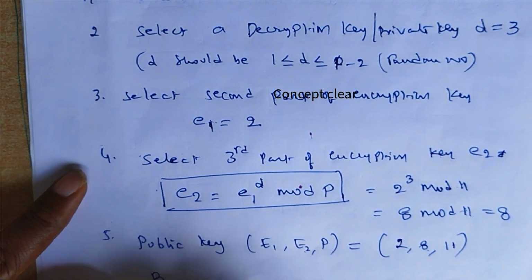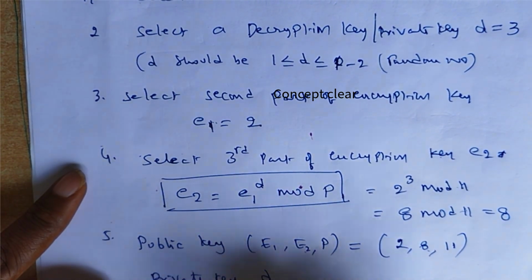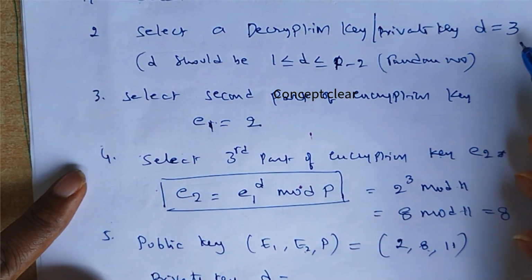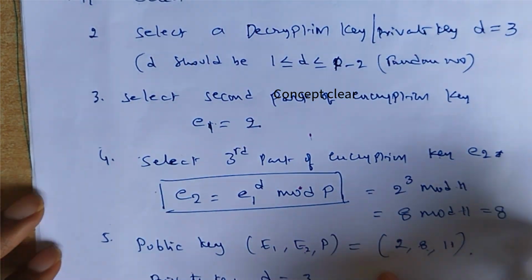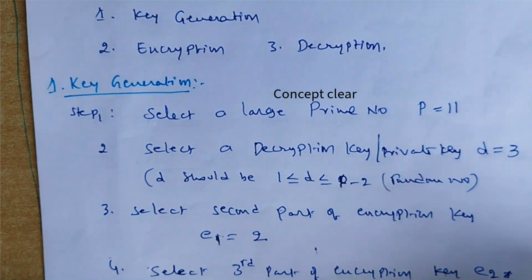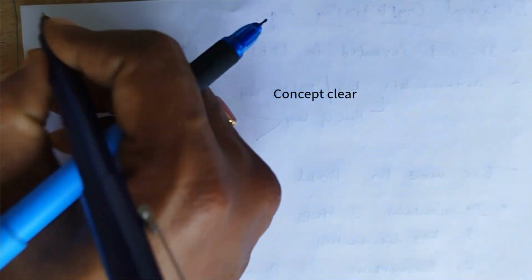And what is the private key here? The private key is D, and the D value we are taking here is 3. So this is the public key, this is the private key. So in the first step, key generation, we generated a pair of keys, public key and private key. Next, what is the next step? The next step is encryption.